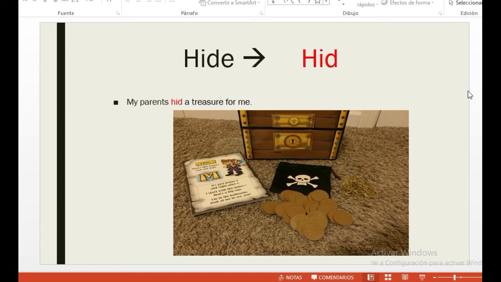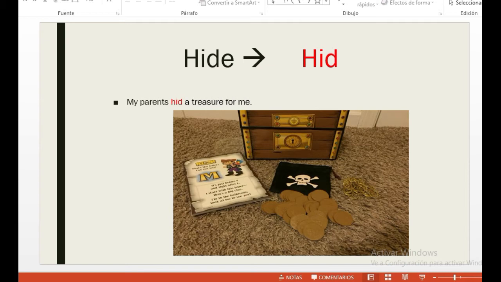Okay, so hide becomes hid. So my parents hid a treasure for me. So that's a surprise, because they hid a treasure for you. So the idea is that you look for the treasure because it is hidden somewhere else. So you have to act like a pirate and look for the treasure that is hidden. So my parents hid a treasure for me.